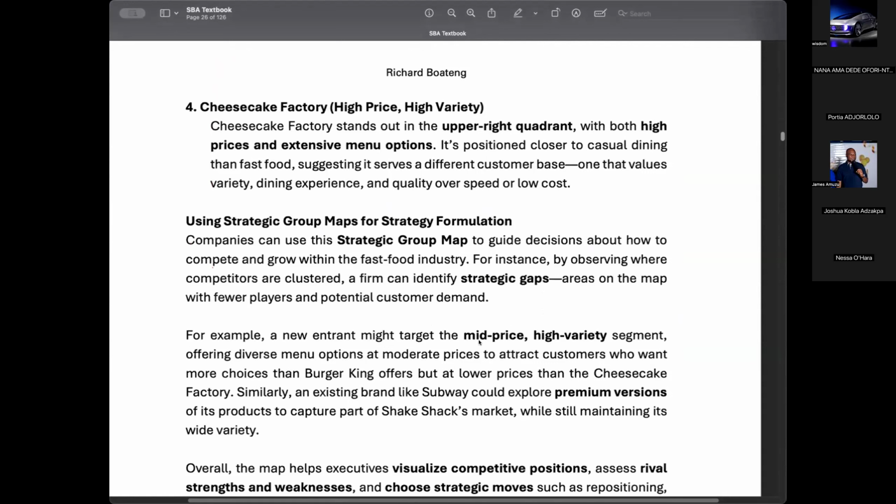So a new entrant might target a mid price, that's in terms of pricing, in a high variety segment. The variety segment is more important, offering a diverse menu option at moderate prices to attract consumers who want more choices, as at Burger King, but at lower prices than the cheesecake. Do you realize they want more choices, but lower prices? Similarly, an existing brand like Subway could explore premium versions, or even have Subway joints that are premium. The premium is a premium environment.